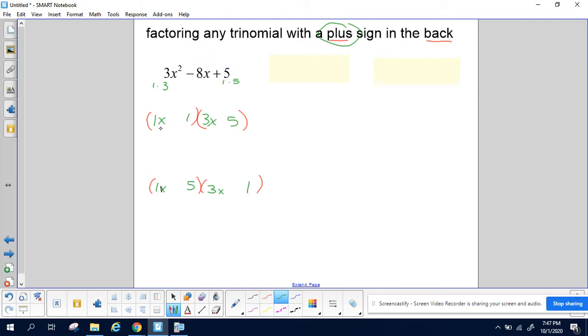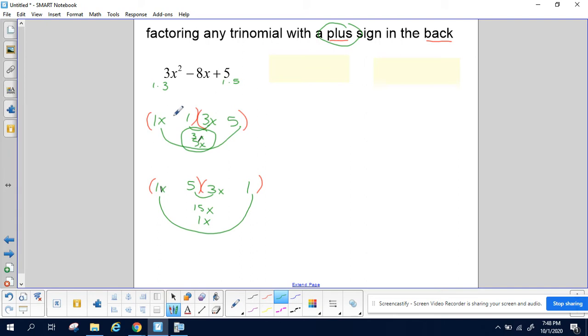So first, I just want to see what is the product here. That would make 5x. And what is the product of these two called outer and inner? That would make 3x. This one, if I multiply outer, I would get 1x. And if I multiply inner, I would get 15x. Some of you are already remembering and know what it is. If there's a plus sign in the back, then the outer and inner numbers have to combine together to make that 8. This one does. These do not add up together, combine together to make 8. So it's got to be this.